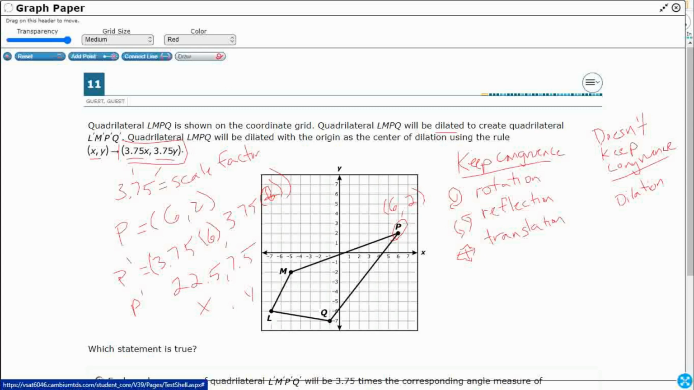We would do that for M. We would do that for Q. So it's going to go way up here. This is going to go way up here. That's going to go way down there. And that's going to go way down there. So it's going to get huge, 3.75 times larger.